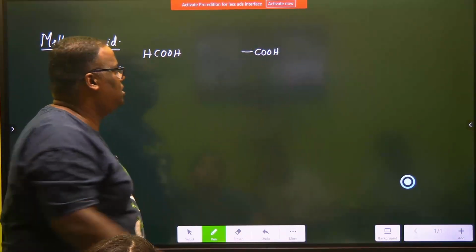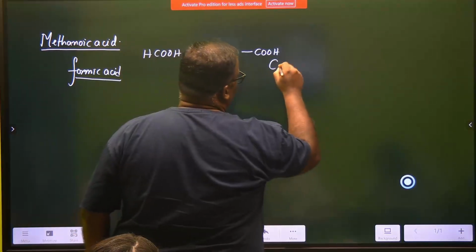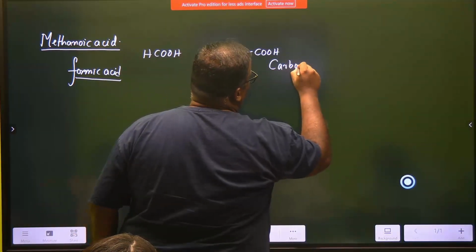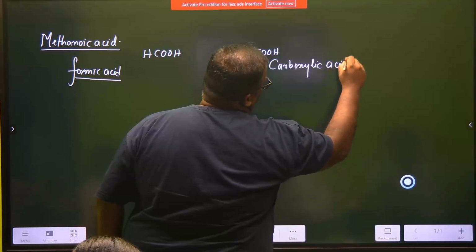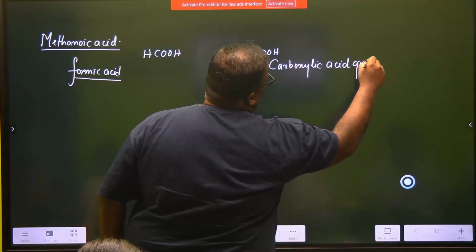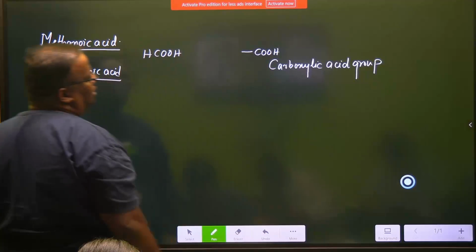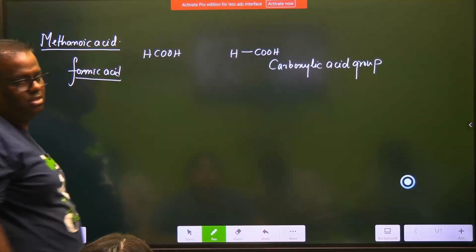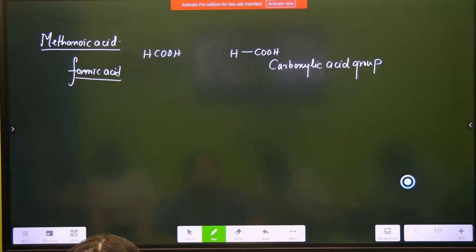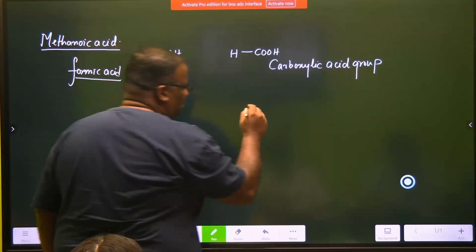This group is known as, keep writing so that when we study it later, they don't become alien for you, the carboxylic acid group. So you attach H with it, it becomes an acid. Do you want to know a little bit more details of it? The carboxylic acid group is something like this.